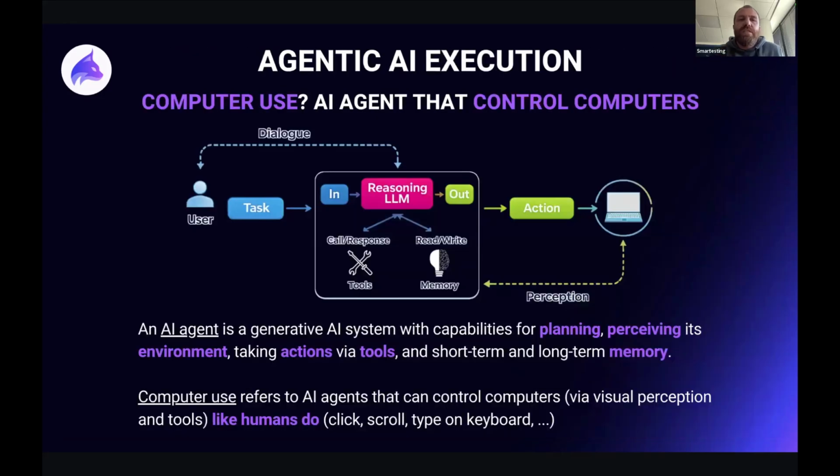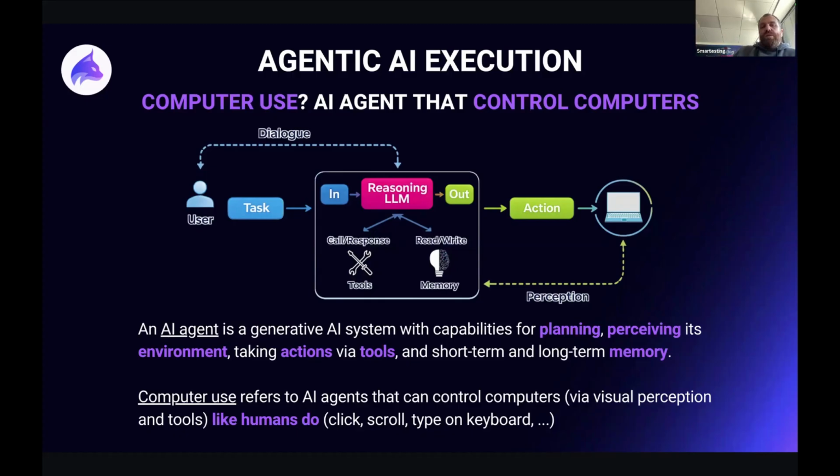So what's an agentic AI execution? What does that mean? Now we are speaking about computer use or AI agents that can control computers. And the definition is this: on top of LLMs, an AI agent has something more. It can now plan, perceive the environment, and take actions. It has some tools, and it has a memory. That's the main difference with an LLM. It's on top of this.